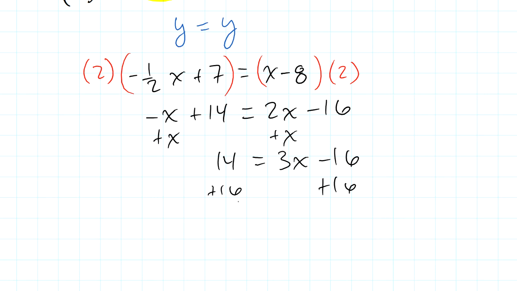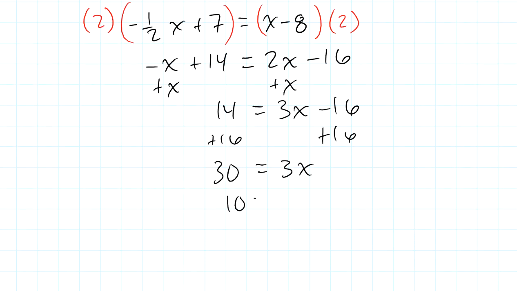4 and 6 is 10, and that would be 30. So I've got 30 is 3x. And if that's the case, that means that x must equal the number 10. So I see what x is.